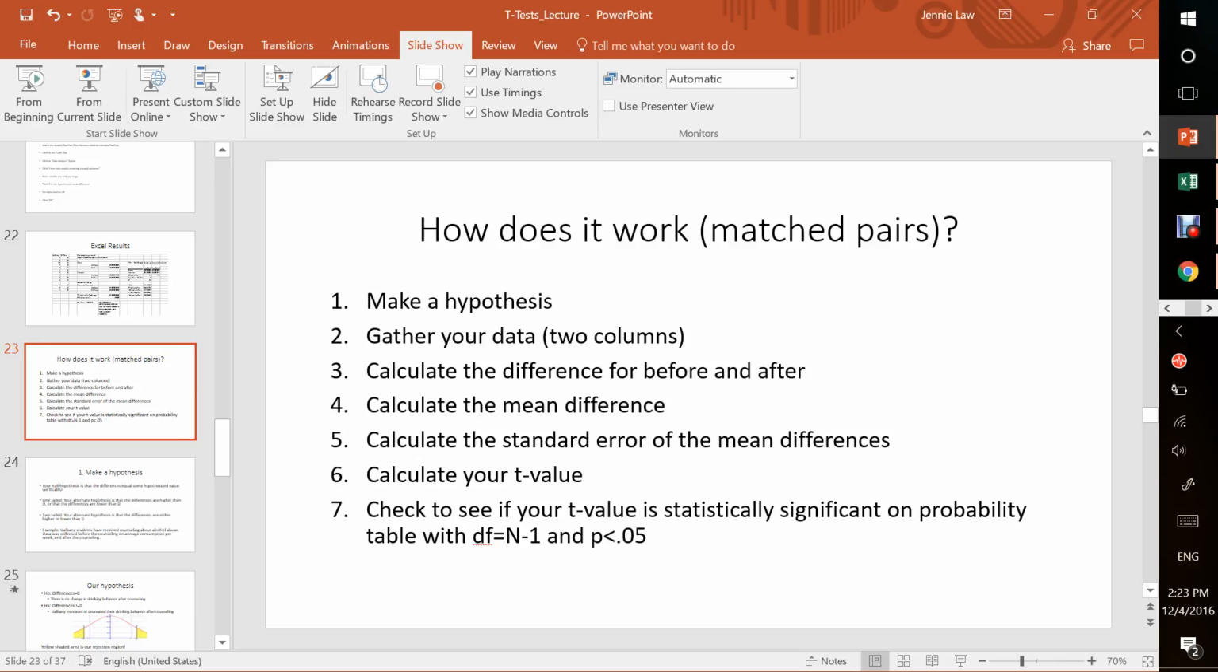We're going to calculate the average difference between these two columns. We're going to calculate the standard error for the mean differences. And remember, the standard error is just like the standard deviation, but for samples. We will calculate our t-value, and then we're going to check to see if our t-value is statistically significant on that same t-table using n-1 degrees of freedom and an alpha level of 0.05.